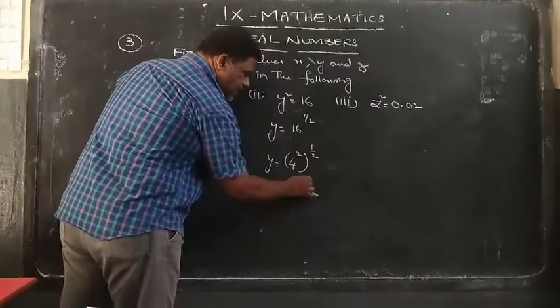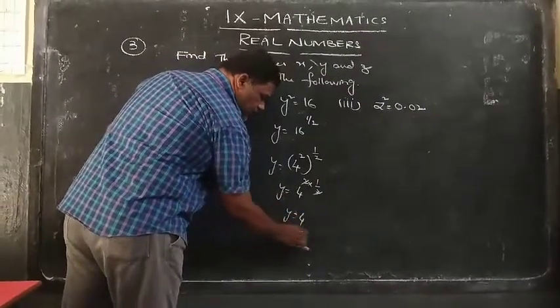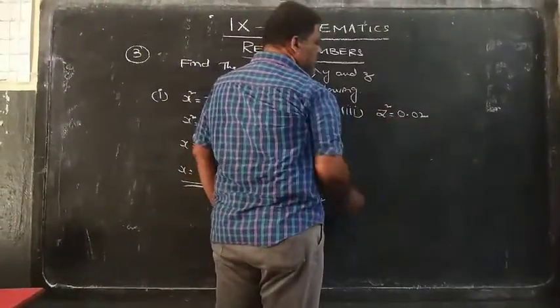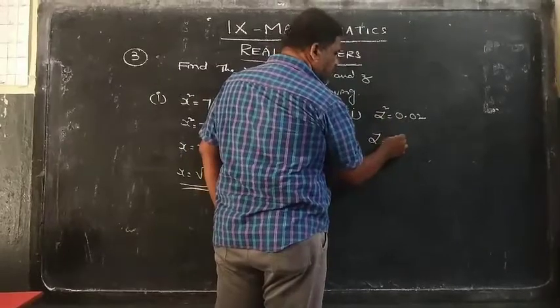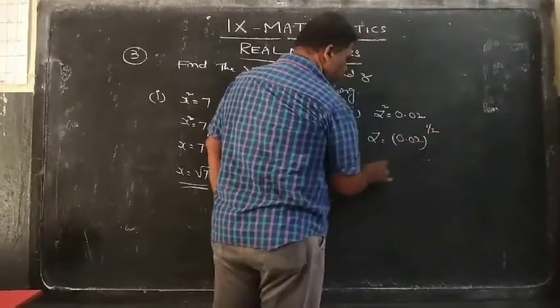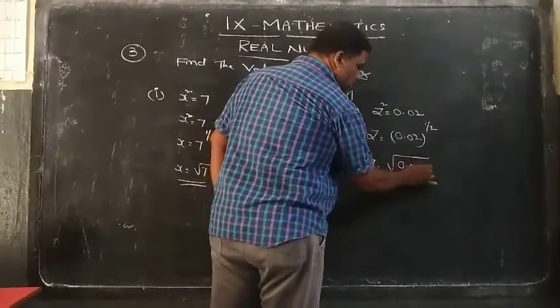If 2 powers are there, we will multiply. So y value will get 4. Now z square is equal to 0.02. z is equal to, if you remove the square, 0.02 whole to the power 1 by 2, which is nothing but 0.02 under root.